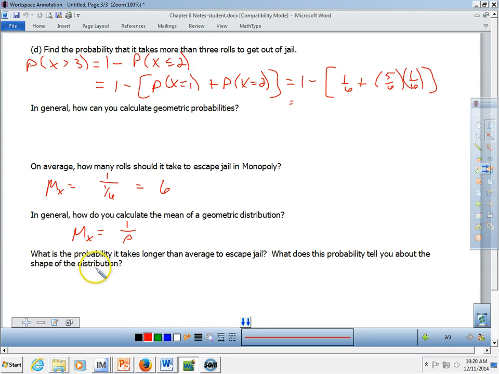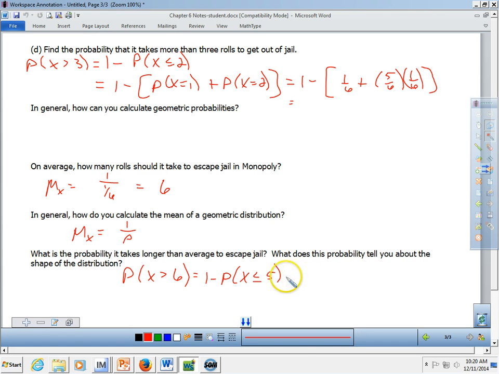Okay? So the next question, what is the probability that it takes longer than average to escape jail? Longer than average would be x is greater than or equal to 6. Or it just says longer than, so I guess it'd just be greater than 6. Well, again, greater than 6 is too hard to do because you never know when you're going to stop. So do the complement of 1 minus the probability that x is less than or equal to 5.